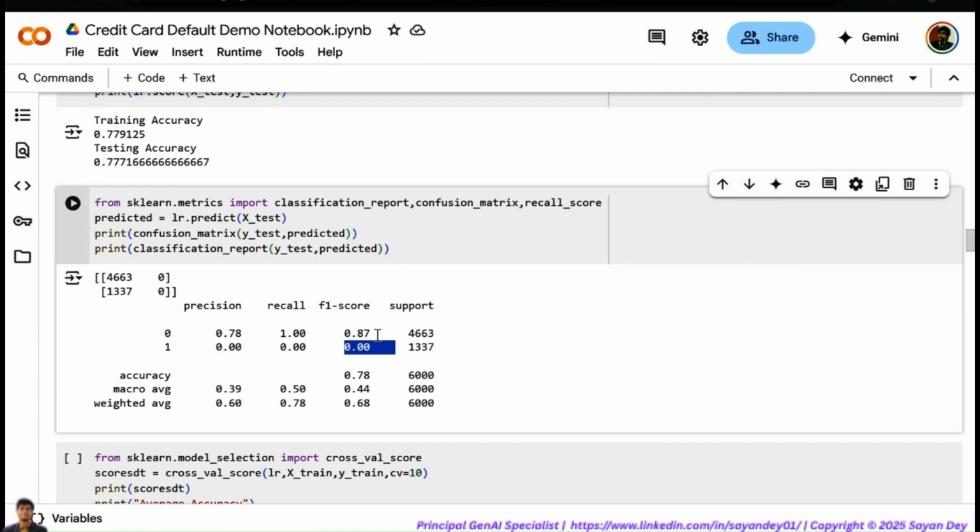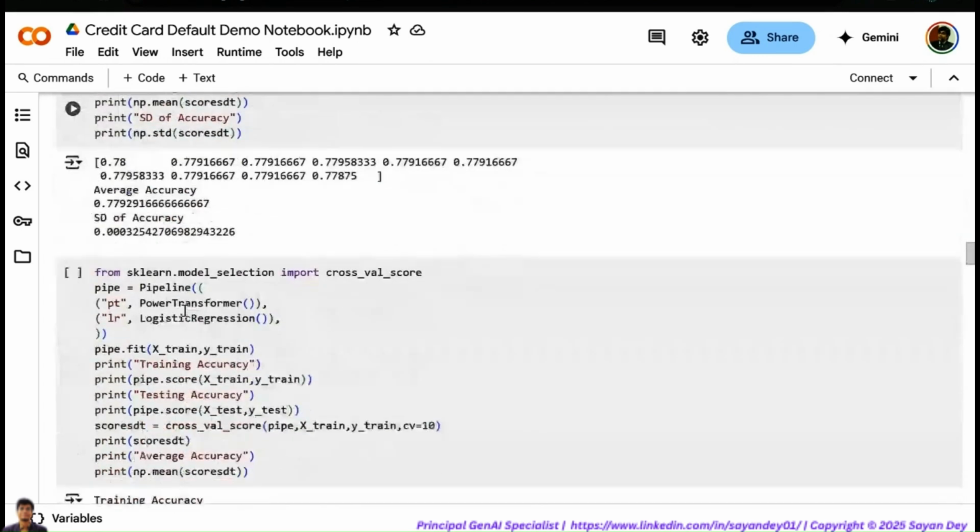Probably one of the reasons could be what some of the folks raised in the session. It could be that we have a lesser number of records for the one class. We've got only 1337 records for the one class. So the data is highly imbalanced, due to which the model is finding it very difficult to understand the patterns for the one class.